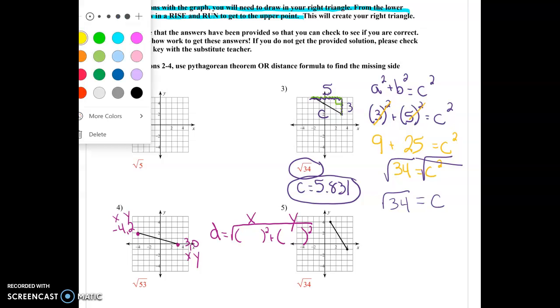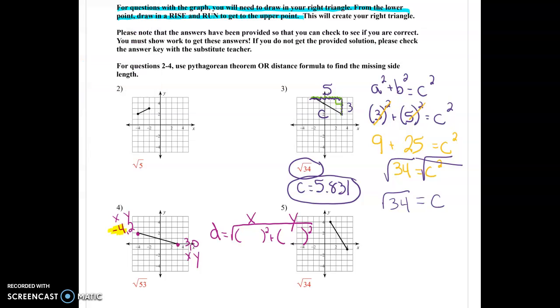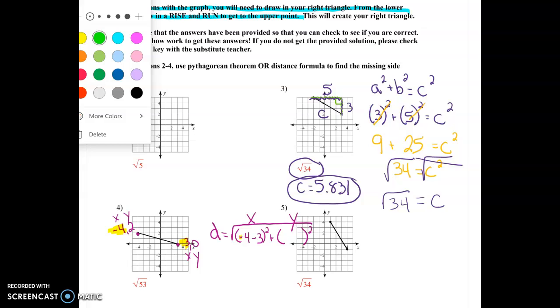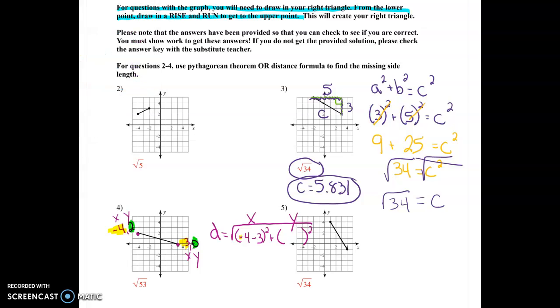So I have to decide with my x's, do I want to do -4 take away 3 or 3 take away -4? So I'm just going to do, oops, that's the highlighter, -4 take away 3. And then when I go for my y values, so the 2 and 0, do I want to do 2 take away 0 or 0 take away 2? And I prefer to do 2 take away 0. So from there, I want to use my order of operations.